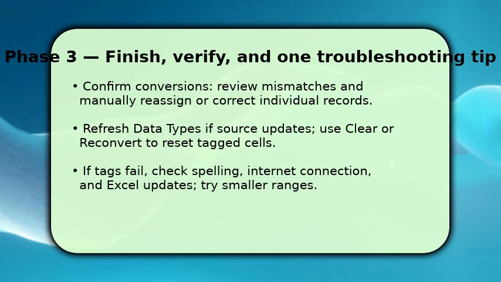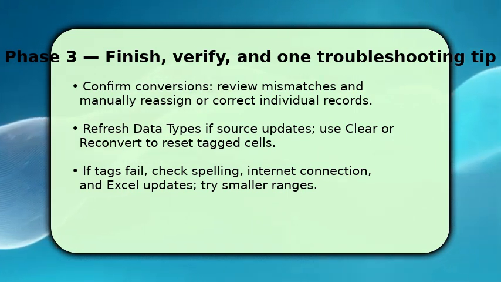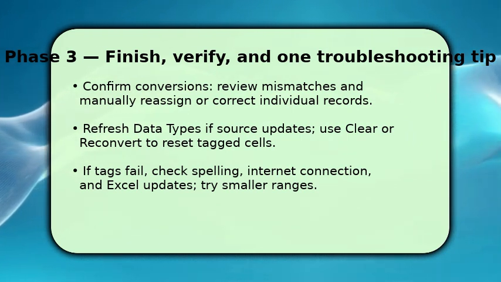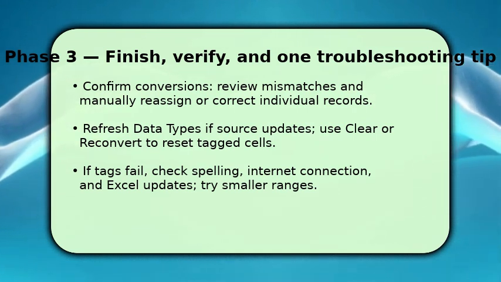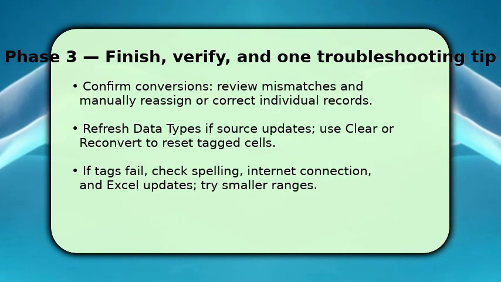Once done, refresh data types when sources change, and use clear or reconvert to reset problematic cells. If tagging fails, make sure spelling is accurate, your internet connection is active, and Excel is updated, then retry with a smaller sample. This ensures reliable results and lets you automate the rest of your workbook with confidence.